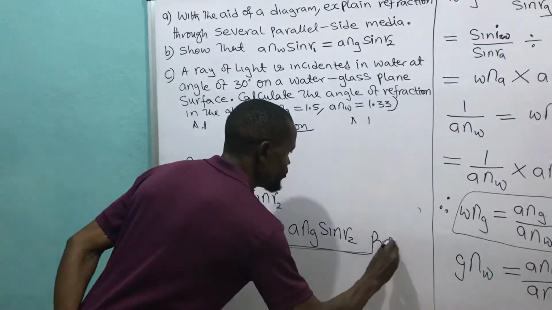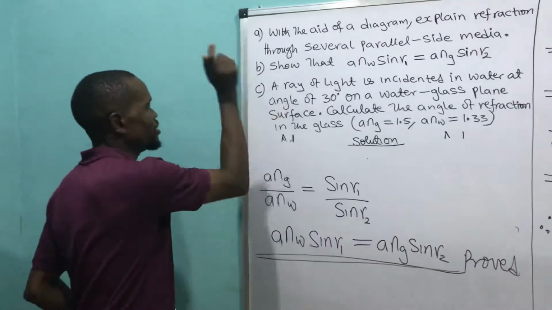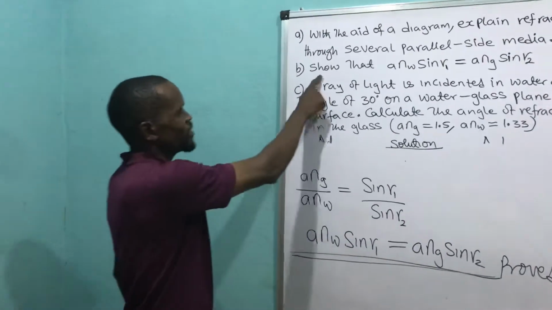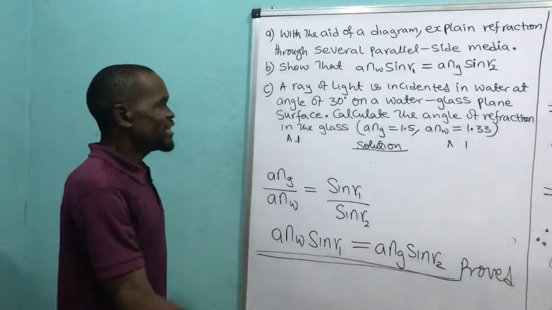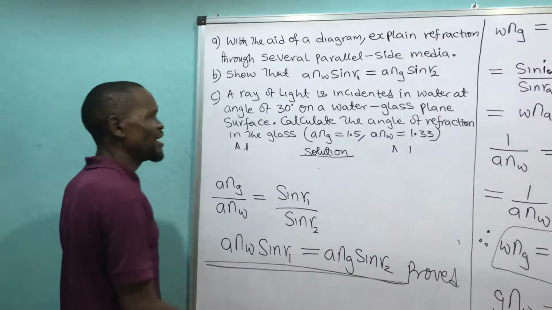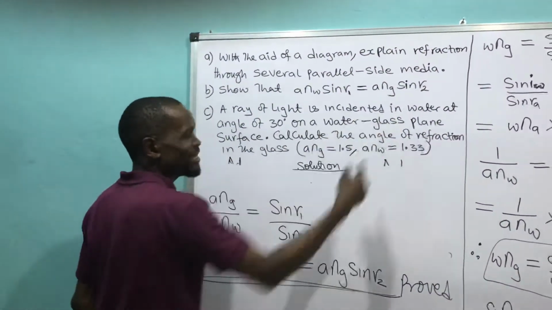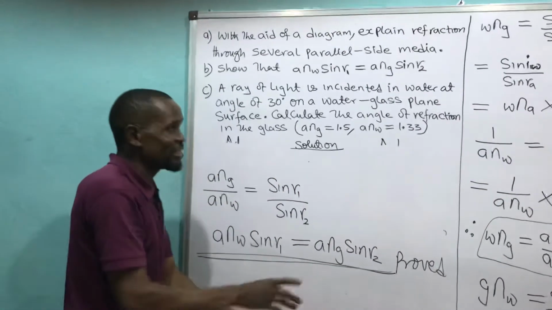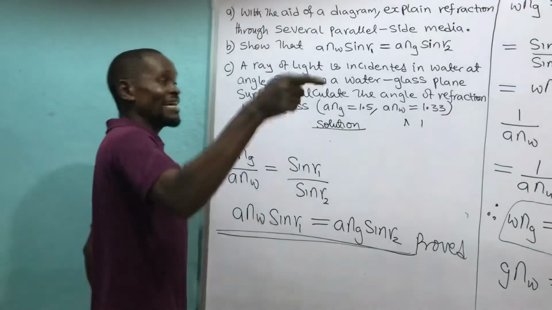We have proved that. Then let's go to the third question. The third question is telling me a ray of light is incident in water at 30 degrees on a water-glass boundary, that is entering into glass. Calculate the refractive index in glass.